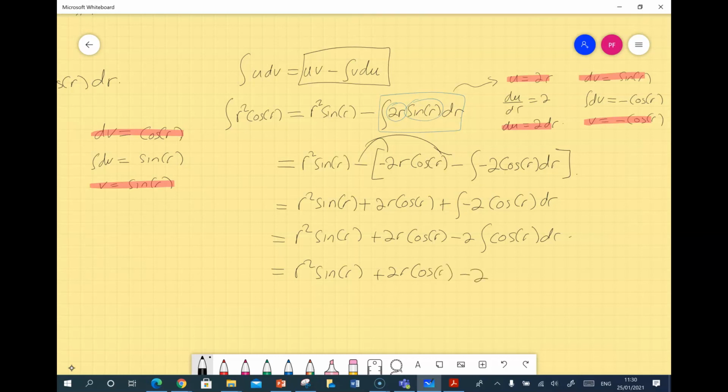So that's r squared sine of r plus 2r cos of r minus 2 times, now the integral of cos of r, the integral of cos is sine of r. Now at the very end, we just do plus c.